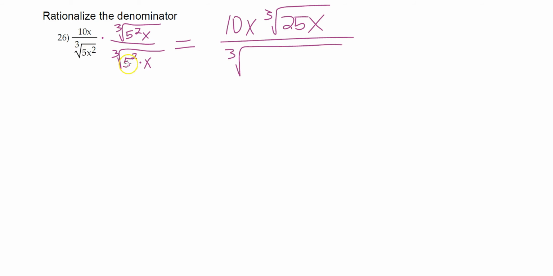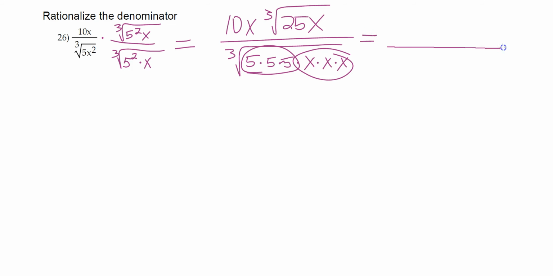Now, how many total 5s do I have? I have 2 here and 1 here. Let me write them next to each other, 3 5s, and I also have 3 x's. So what I can do now, since it's a cube root, I see a perfect grouping of 3 of each thing. So I can reduce out of the denominator the 5 and the x, and nothing's left in the denominator in a radical. The numerator, for now, doesn't change.